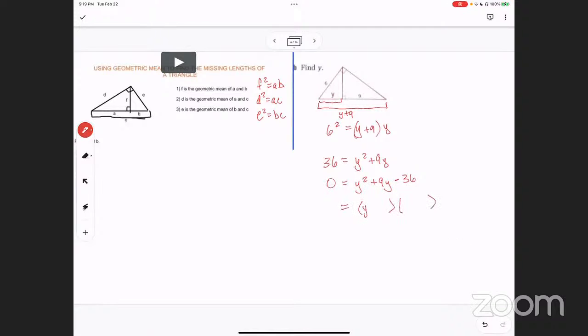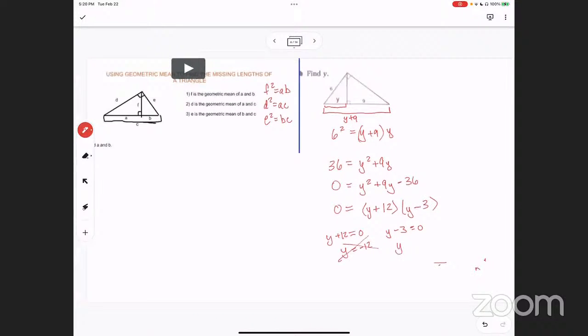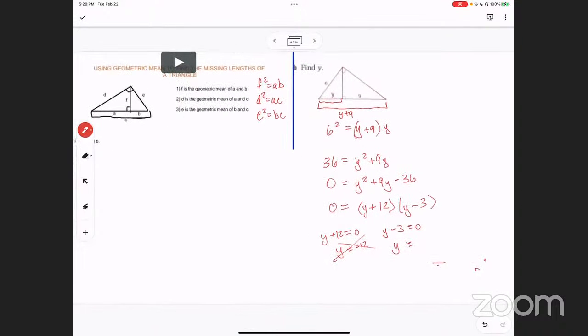If it factors, y would be... Looks like 12 and 3 maybe? 12 and 3. Yeah. Got it. So what can y equal? Either y plus 12 equals 0 or y minus 3 equals 0. So either y equals negative 12. Is that possible? No. Or y equals positive 3. Is that possible? Yes. Yep, sure is. And that's your answer.